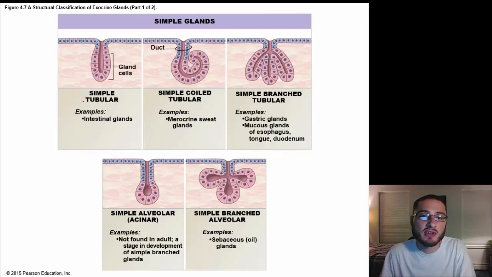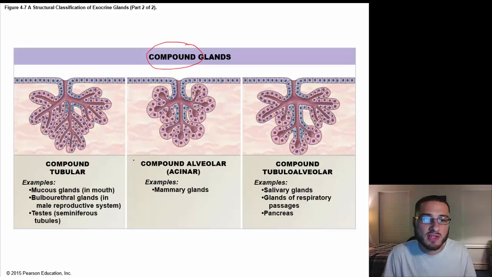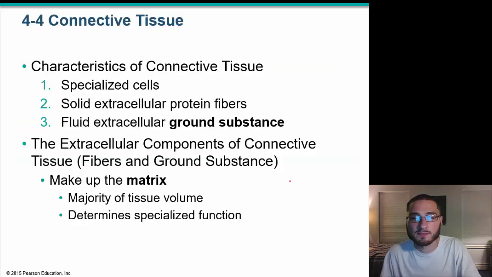Okay, these are different types of glands. You have simple glands where they're obviously less complex. Simple coiled tubular glands, simple branched tubular glands, simple alveolar or acinar glands, and then simple branched alveolar glands. And then you have more complex ones called compound glands, where we see compound tubular in male reproductive system in the testes. We see compound alveolar in the mammary glands, and then we see compound tubulo-alveolar in the pancreas as well as in the salivary glands.